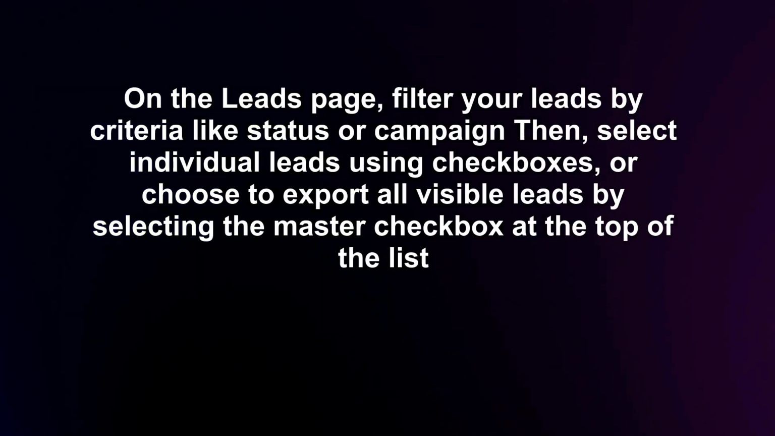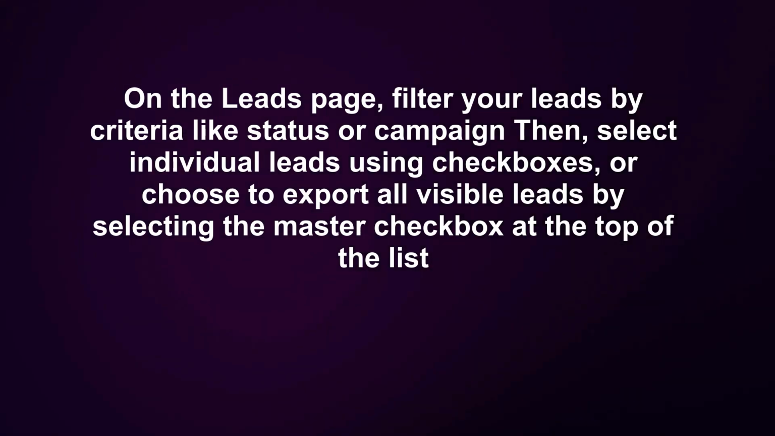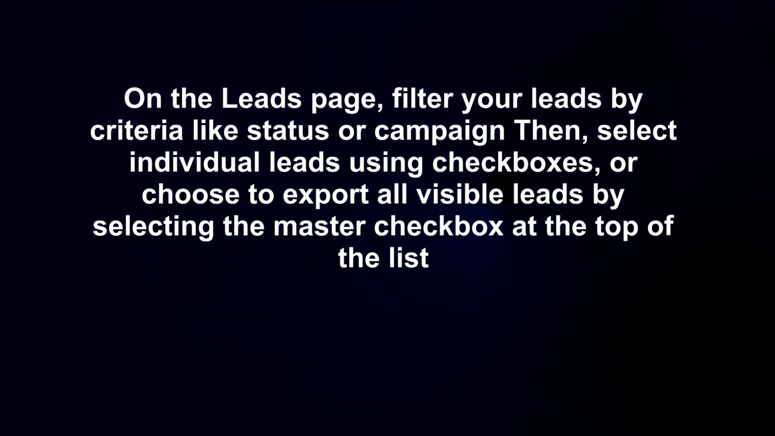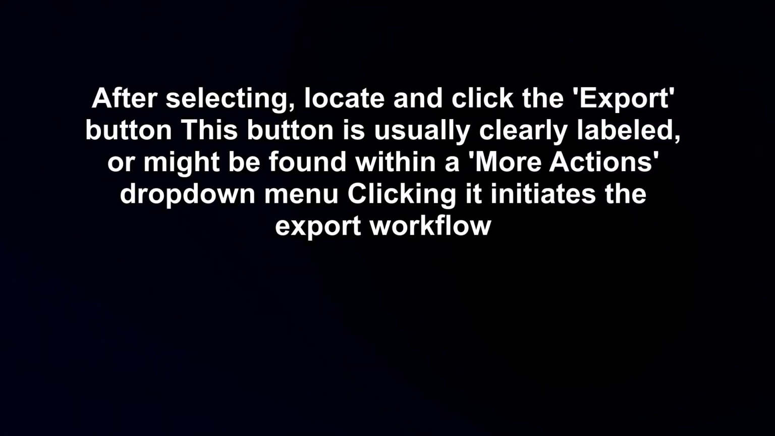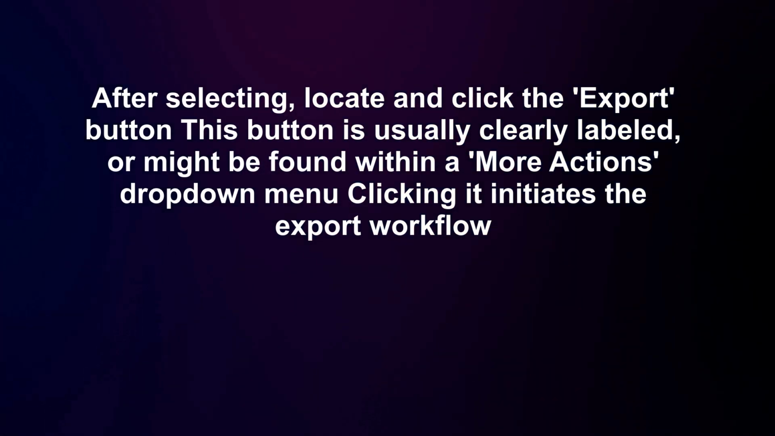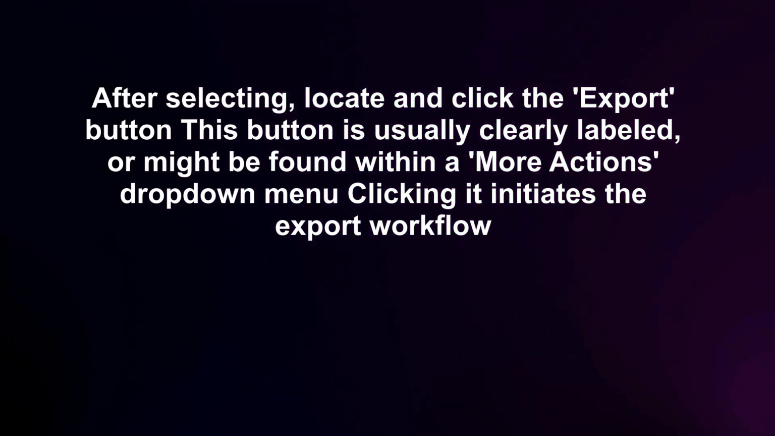On the Leads page, filter your leads by criteria like status or campaign, then select individual leads using checkboxes, or choose to export all visible leads by selecting the master checkbox at the top of the list. After selecting, locate and click the Export button. This button is usually clearly labeled, or might be found within a More Actions drop-down menu. Clicking it initiates the export workflow.